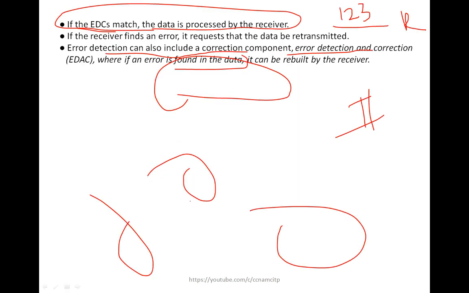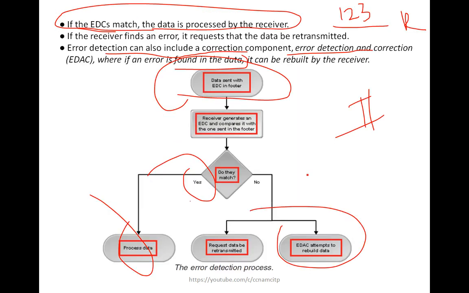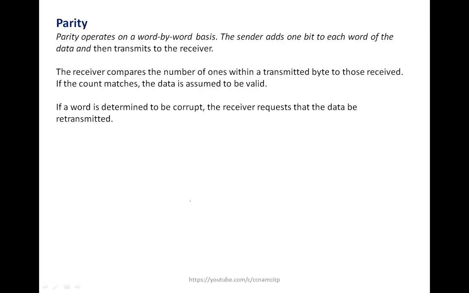This error detection process takes place during the transmission of the data. So guys, one more thing in this same error detection: one concept is called parity. Very important. Parity operates on a word by word basis, so you have to be very careful about this one. The sender adds one bit to each word of the data and then transmits it to the receiver. So if the sender is sending data, it will add one bit to each word of the data, and only then will it send.